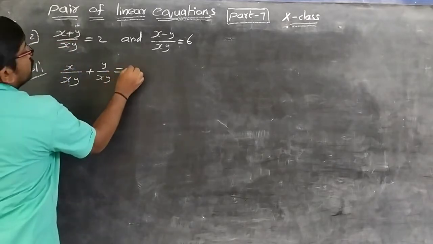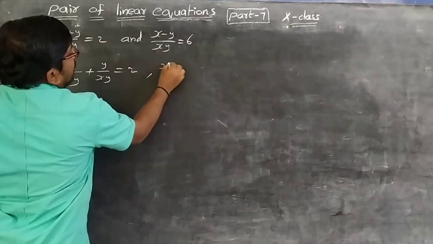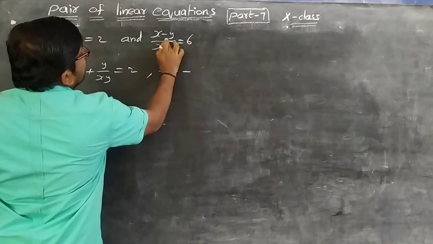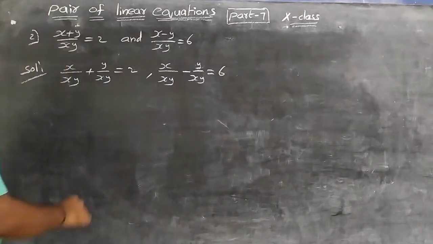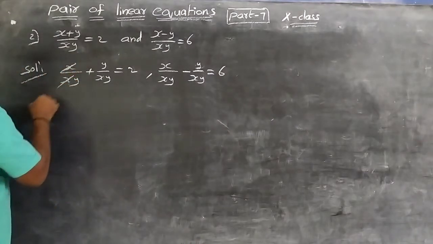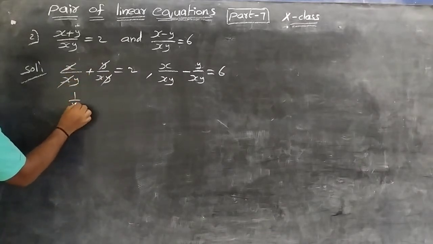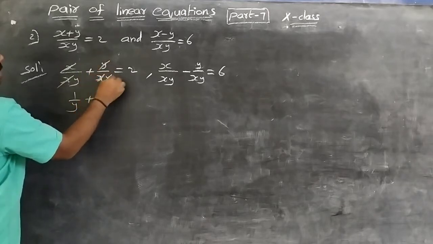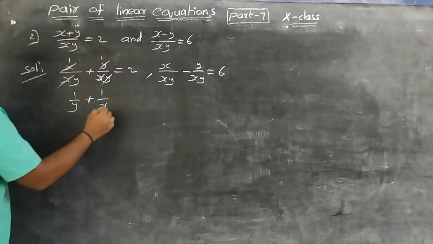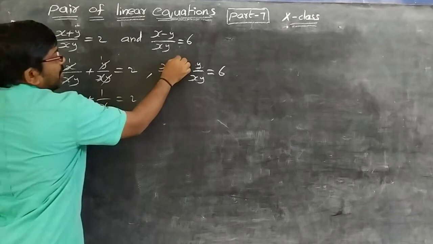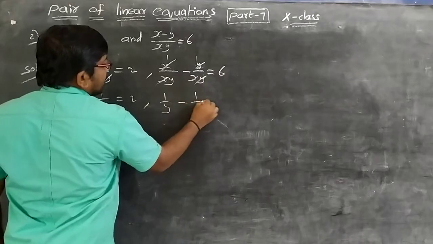Is equal to 2. So in the same way it is also x by xy minus y by xy is equal to 6, right? So in the first equation, x gets cancelled, here y cancels. So what we have here, 1 by y plus here 1 by x. If any number is there, means 1 is there, right? Is equal to 2, and here x cancels, 1 by y minus here y cancels, 1 by x is equal to 6, right?